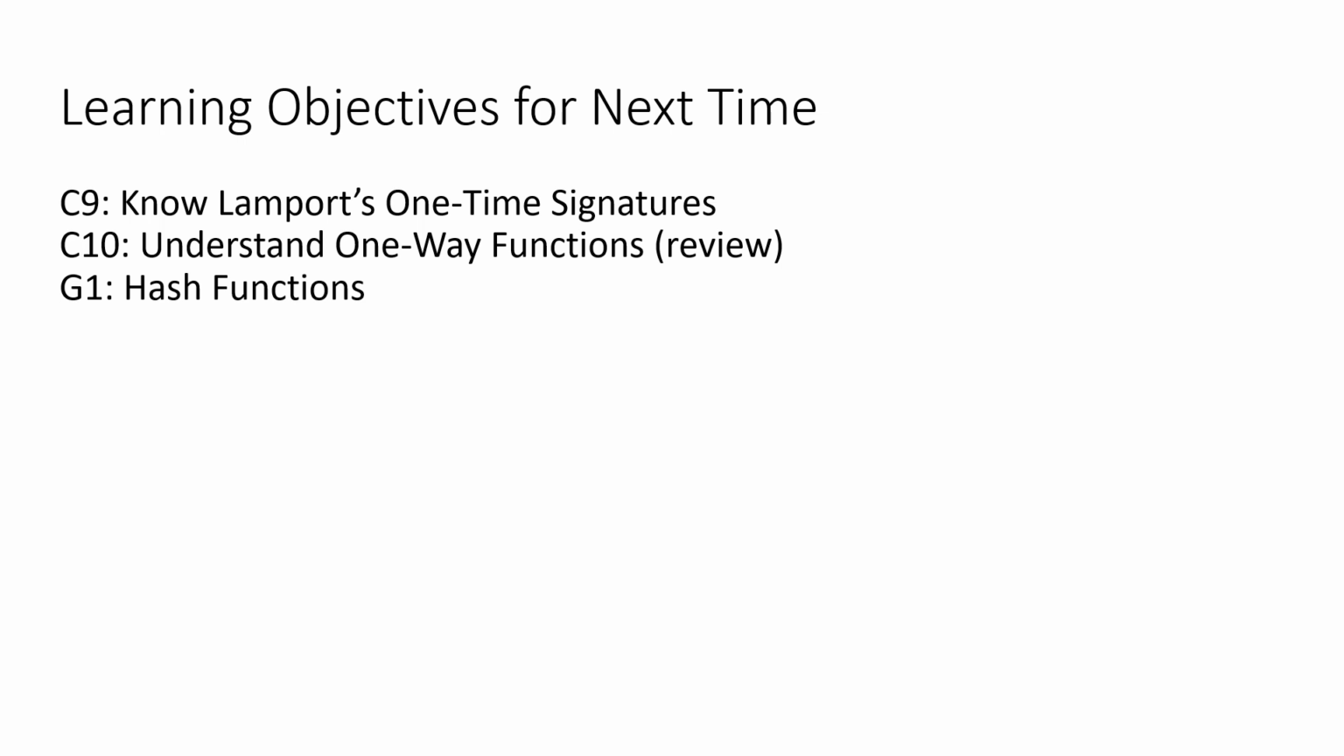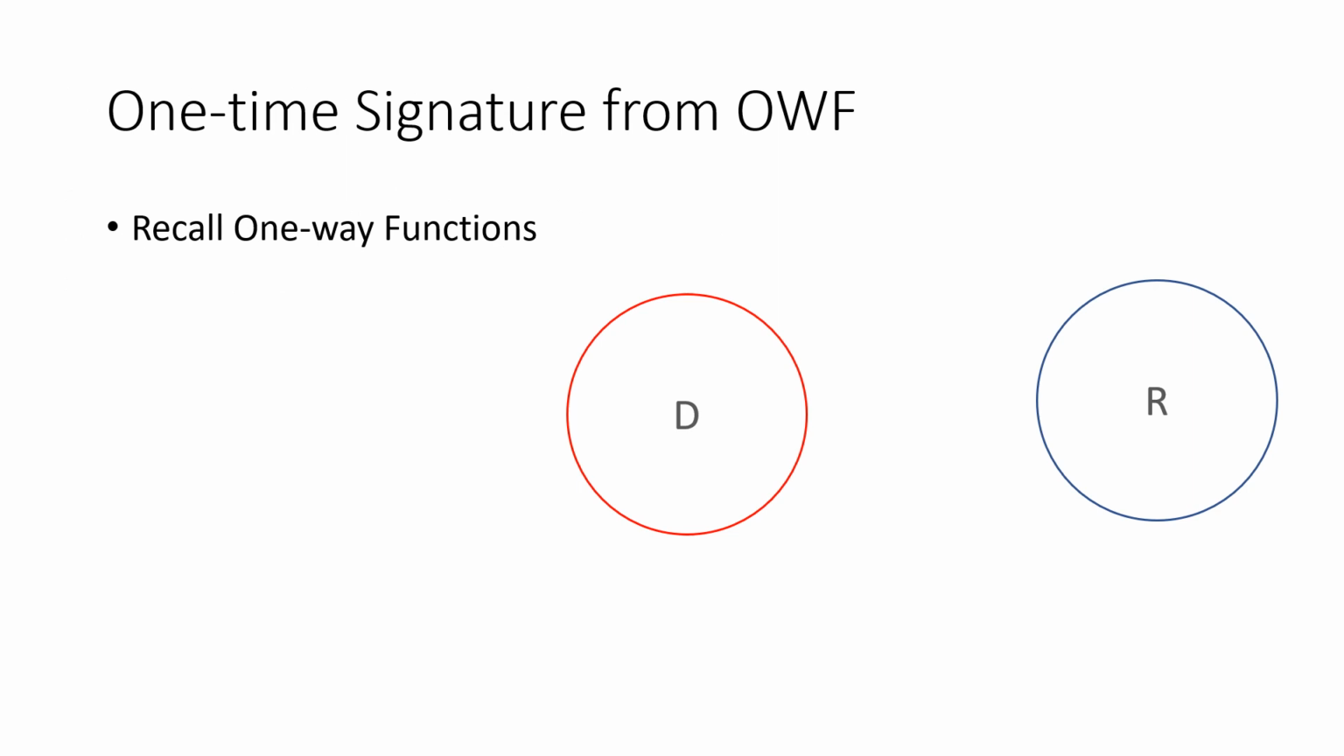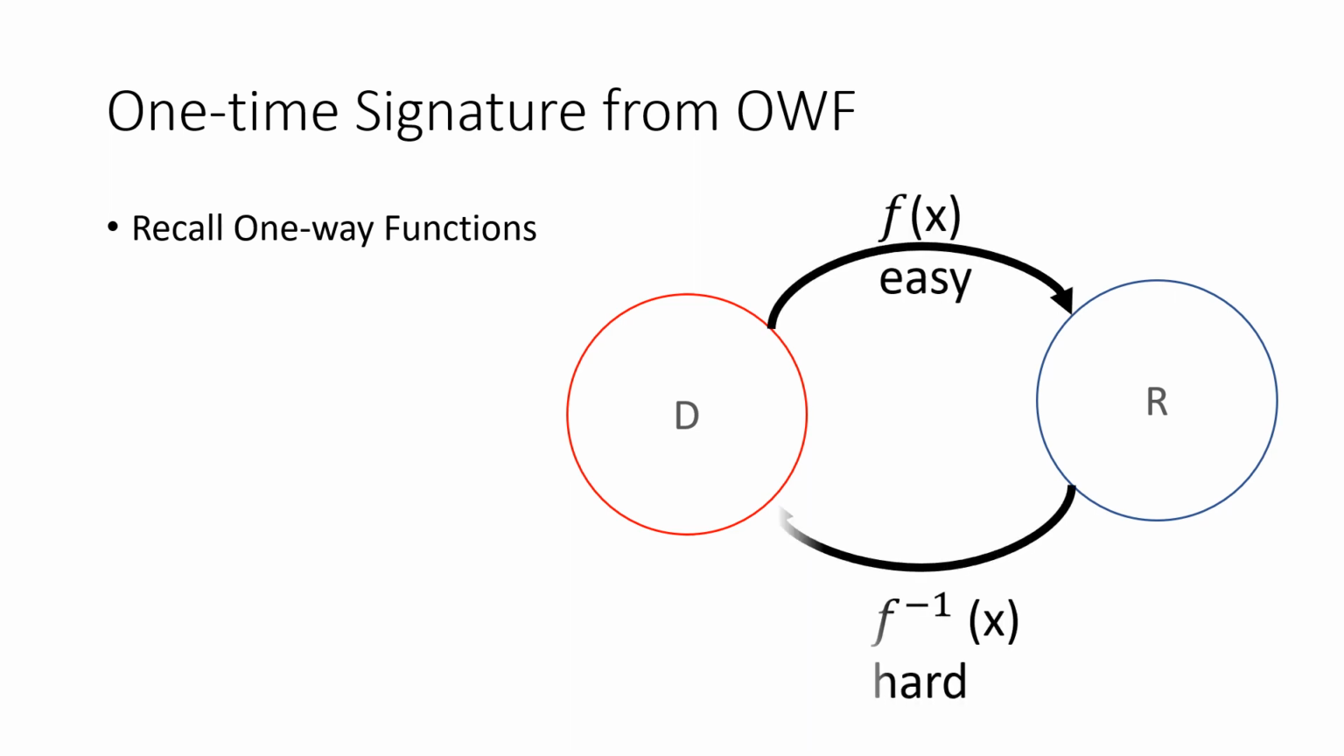Just to give you a little preview, let's just remind ourselves what one-way functions look like. A one-way function has a property that it's defined from some domain to some range, and calculating f of x is easy. However, calculating f inverse of x is hard. Right? So if we remember that, that will be the security property that we use for Lamport's signatures.